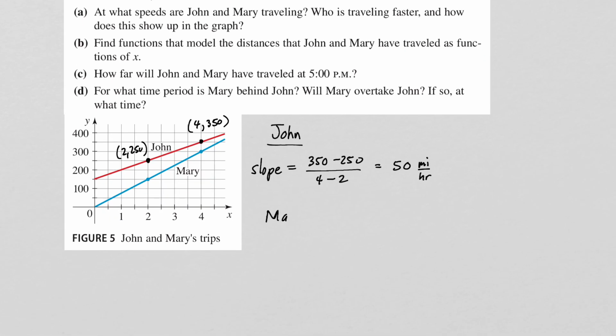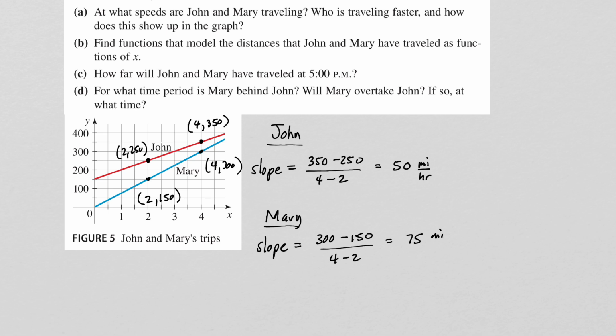Now for Mary, same idea. The slope of the line for Mary is going to be, take these two points and use the slope formula. This point here is the point (2, 150), and this point over here is the point (4, 300). So her slope will be 300 minus 150 divided by 4 minus 2, and this is 150 divided by 2, which is 75. Again, this is miles per hour. So Mary is driving quite a bit faster than John.